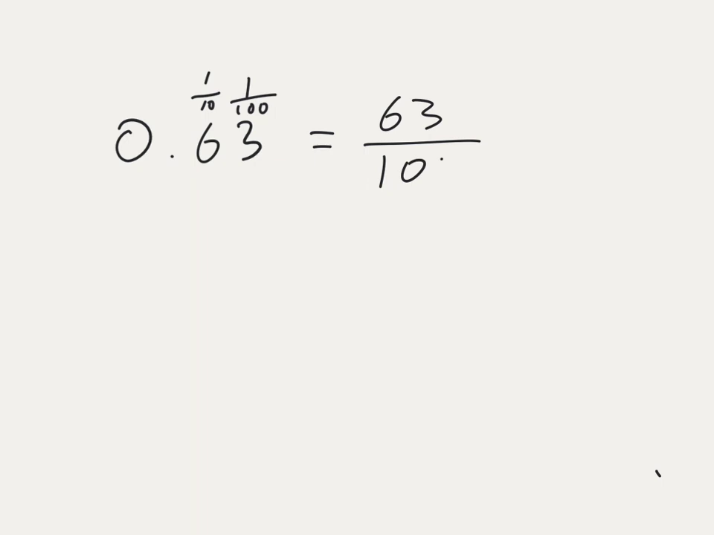If I've got 0.63, my last digit, 3, is in the hundredths column, so that's the same as 63 hundredths. If I have 0.4, my last digit is in the tenths column there, so that is 4 tenths.